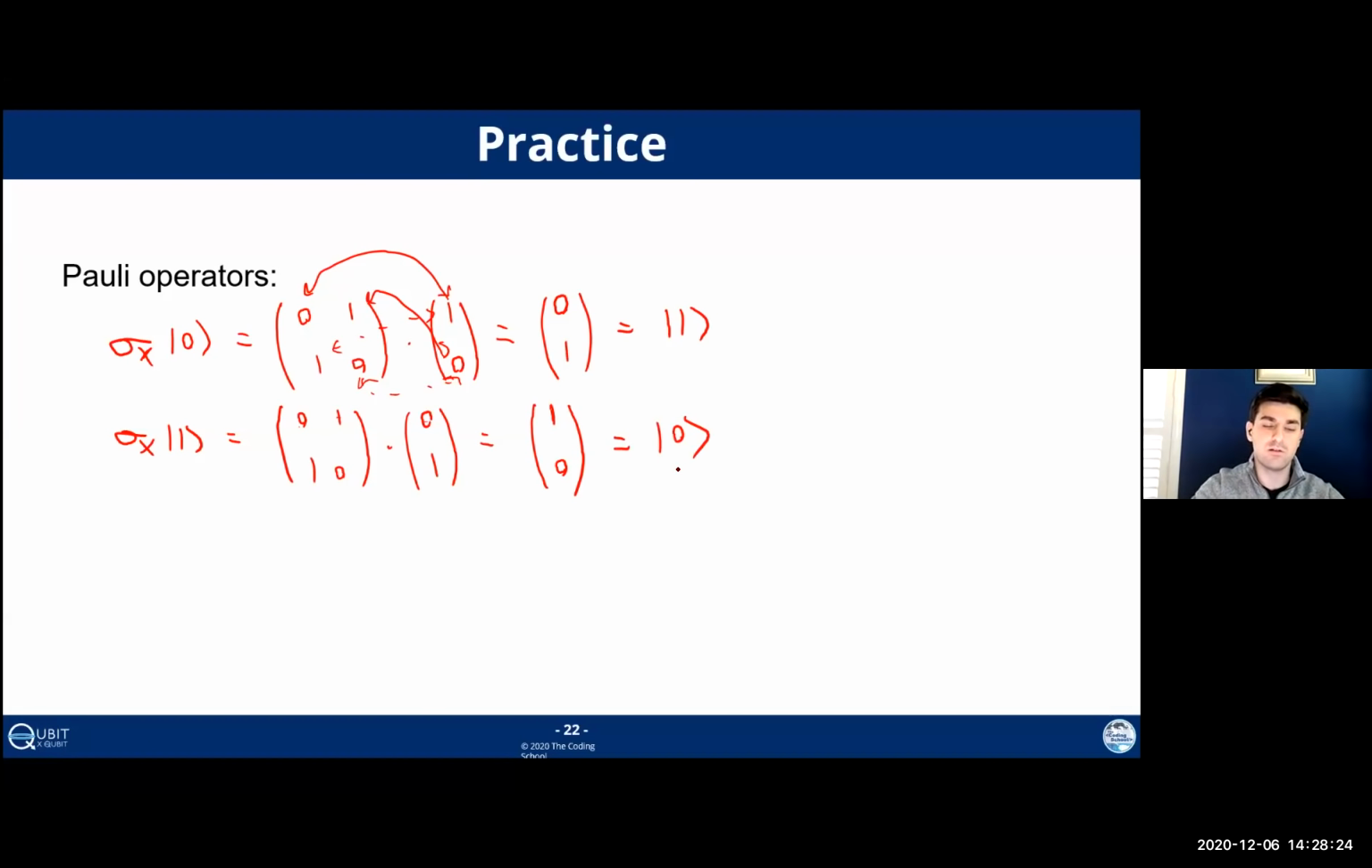Now let's look at another operator that we're familiar with, and that is the phase gate, or sigma Z, or the Z gate. So what happens if I apply the Z gate to the 0 state? Let me actually write the matrix representation just in case you didn't catch it earlier. The matrix representation for Pauli Z, or sigma Z, is 1, 0, 0, negative 1. And the 0 state is 1, 0. So maybe take 10 seconds, try to do this matrix multiplication yourself, and then we'll go through it together.